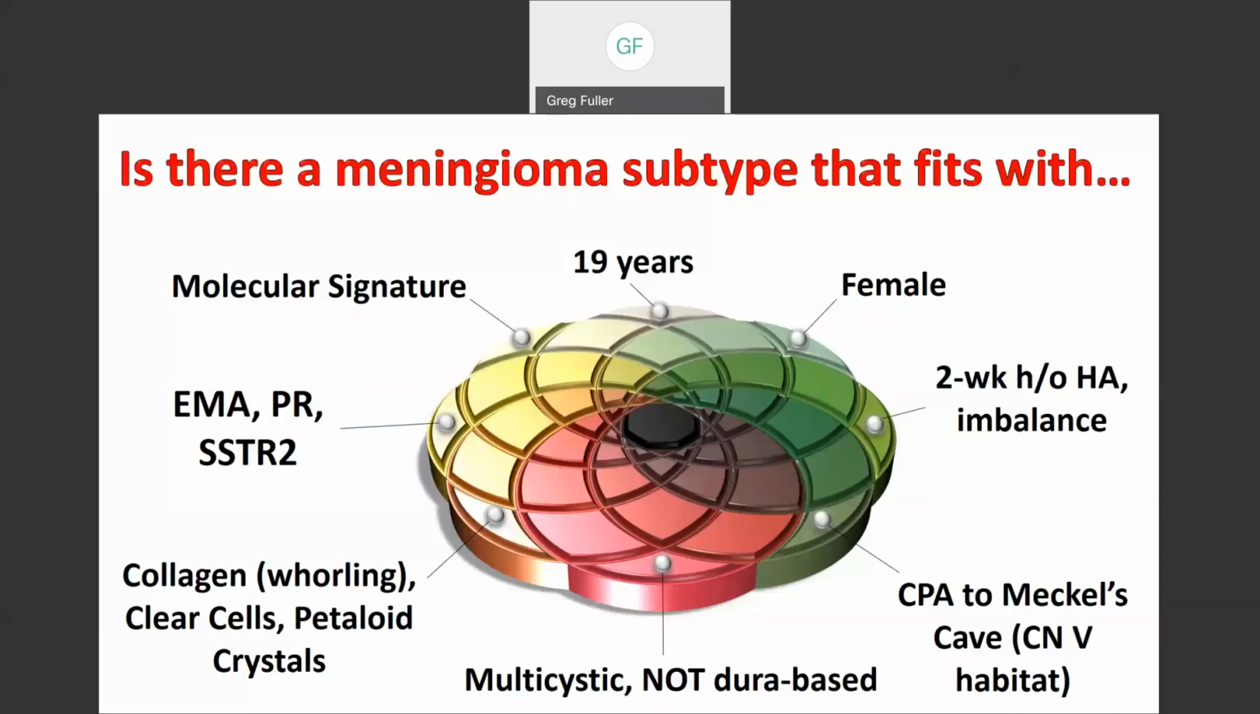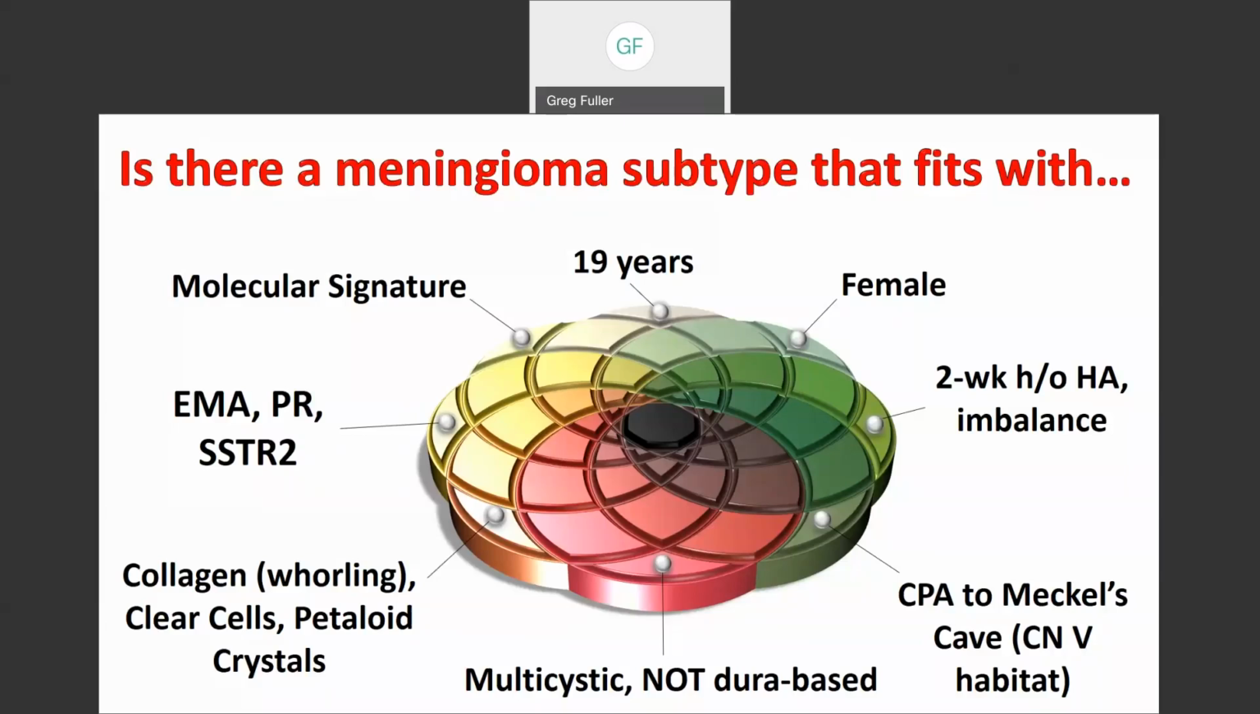Histology, whirling collagen, and clear cells and petalloid crystals forming in the whorls, right? You know, cellular whorls in transitional meningioma can develop psammoma bodies. That's where the psammoma bodies form, in the center of the cellular whorls. Guess what can form in the center of these acellular collagen whorls in this particular variant? Tyrosine-rich petalloid crystals. Isn't that a cool parallel?